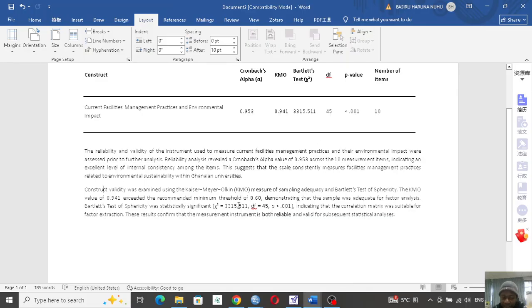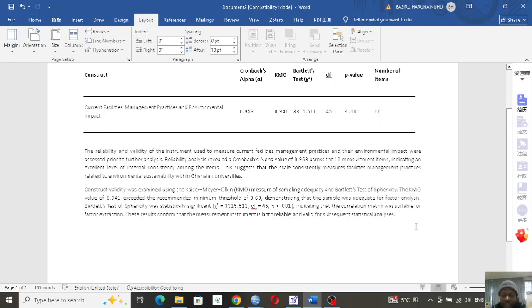That is the significance. This one is being calculated manually, and this is the table value. We compare it to 0.05. And when it is less than, that means it is statistically significant, indicating that the correlation matrix was suitable for factor extraction. These results confirm that the measurement instrument is both reliable and valid for subsequent statistical analysis.